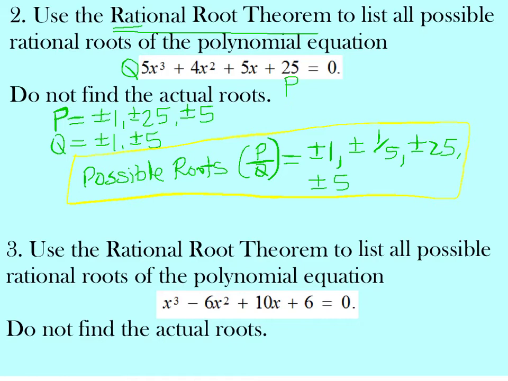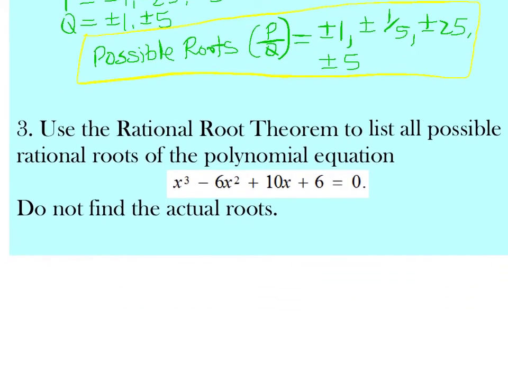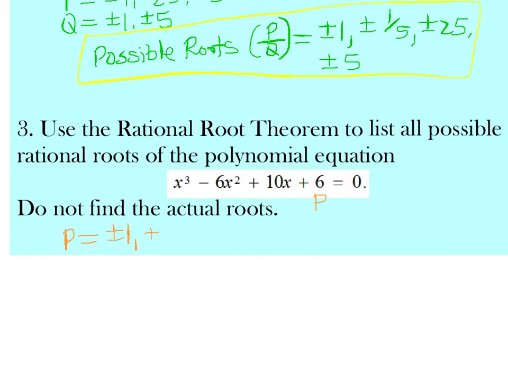So I'm doing the same thing for number 3, it looks like. It says, use the rational root theorem to list all possible rational roots. Again, do not find the actual roots. So we're doing exactly the same thing as before. Our constant term is the term without the x. So our p here is 6. Factors of 6. Well, 1 times 6 and 2 times 3.